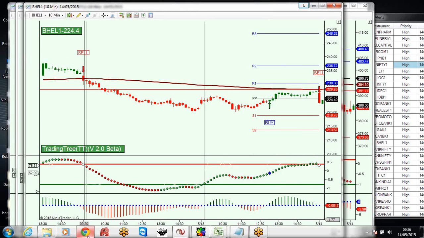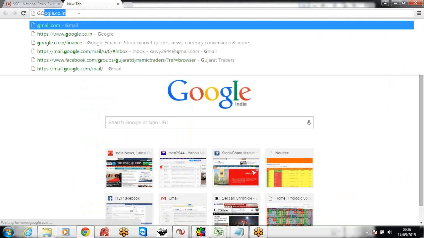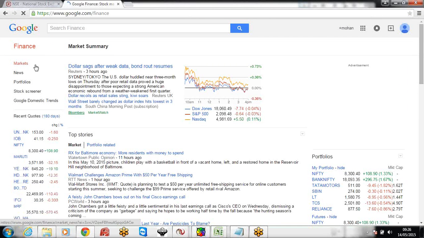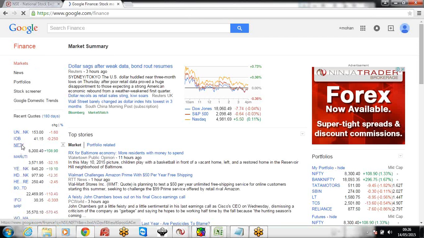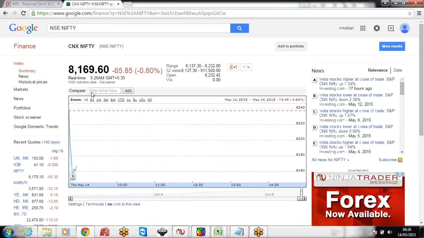In case you are getting confused, what you can always do is keep a track of Nifty on this particular site. This is what I usually do, so I very clearly know when the market is going to fall or rise. You can just keep a track like this, and you'll be able to trade better.